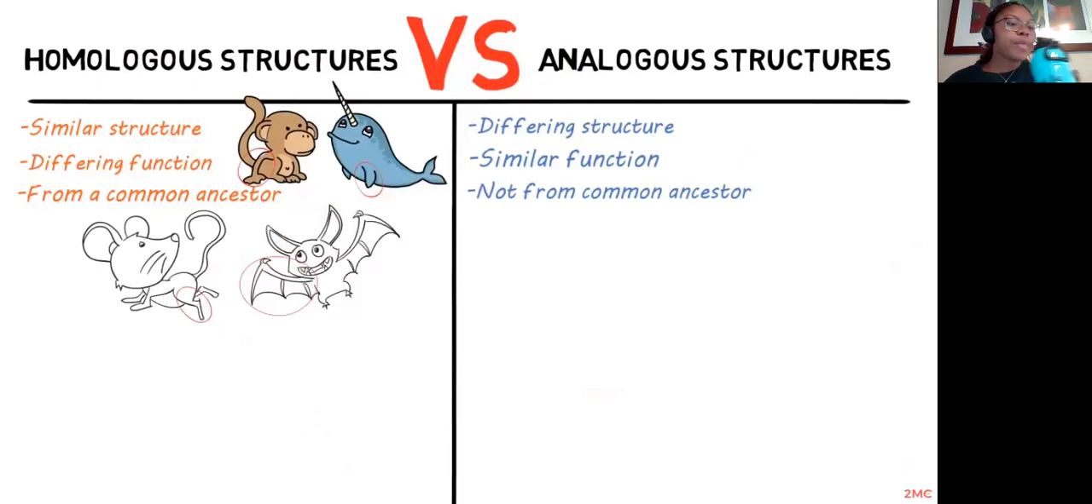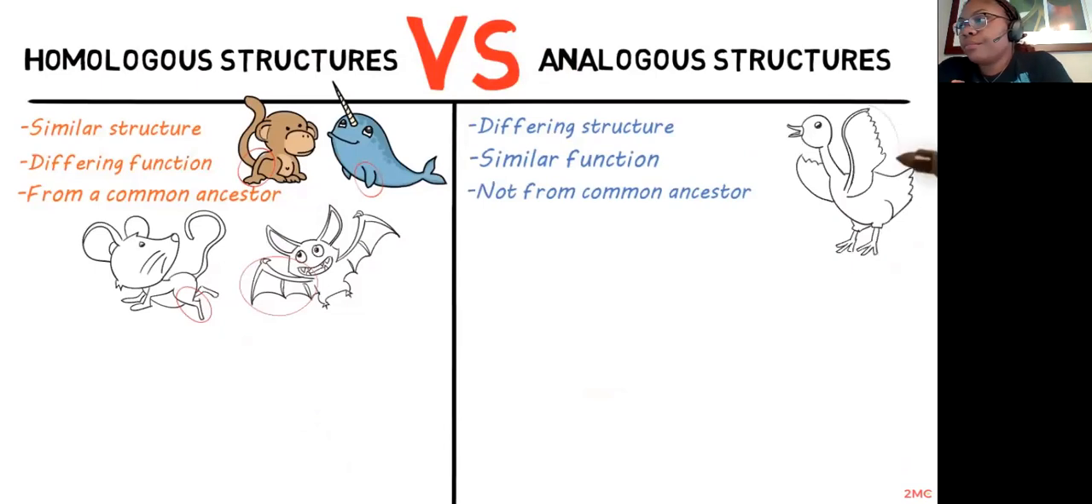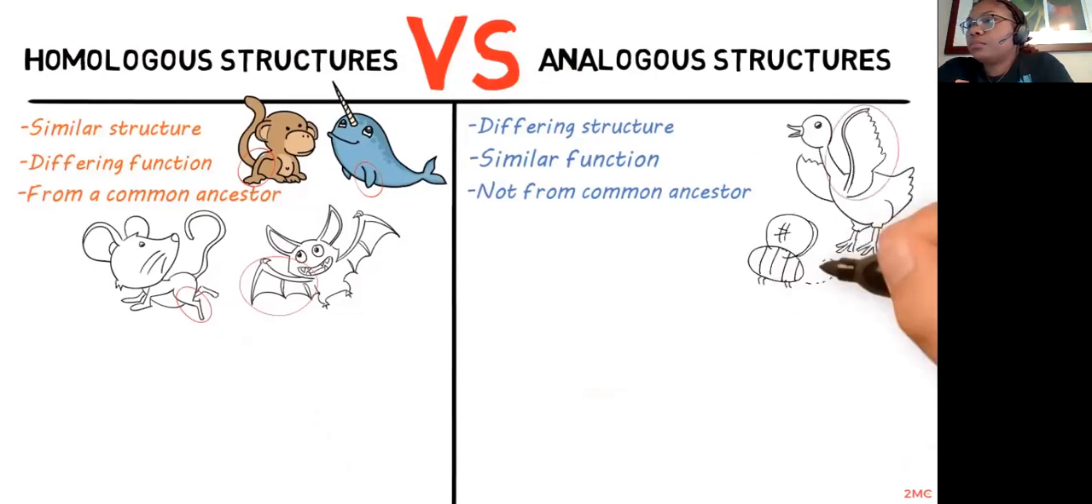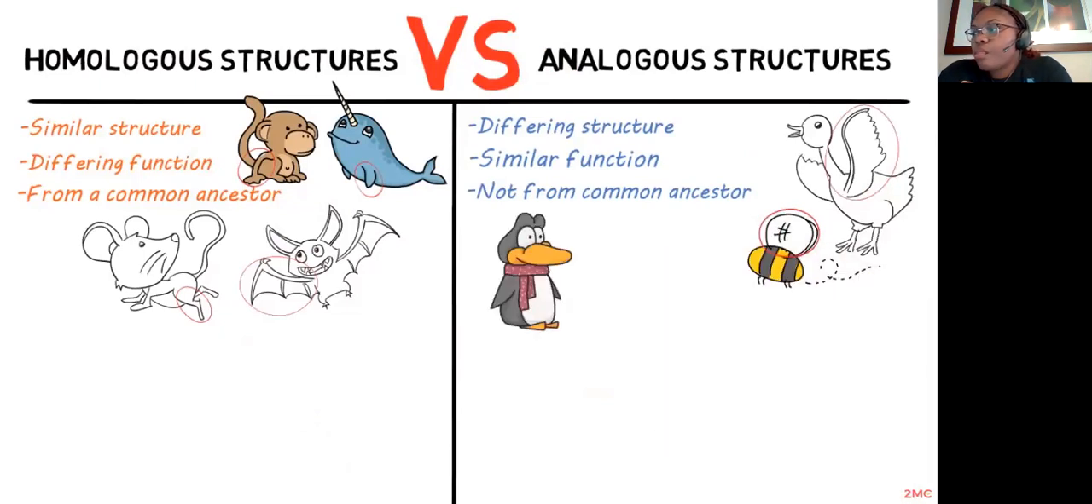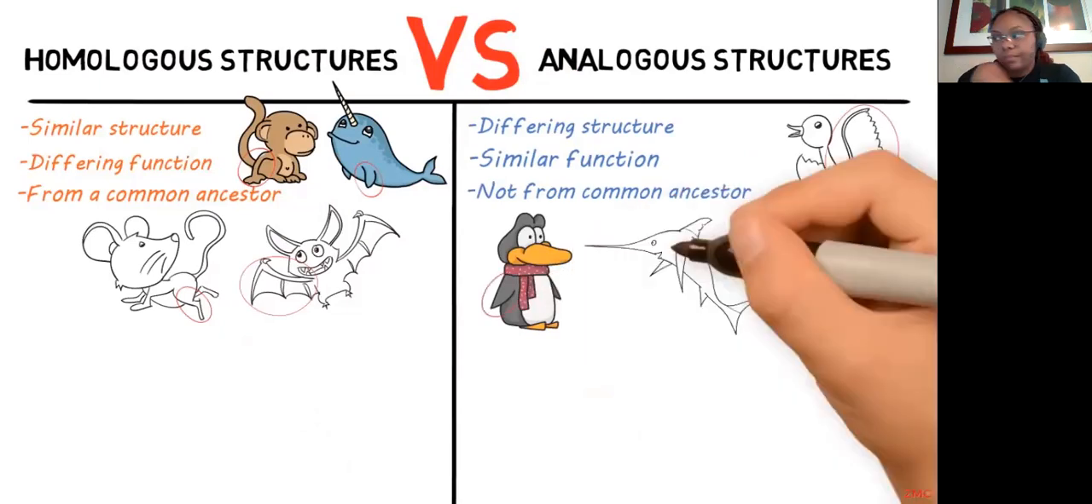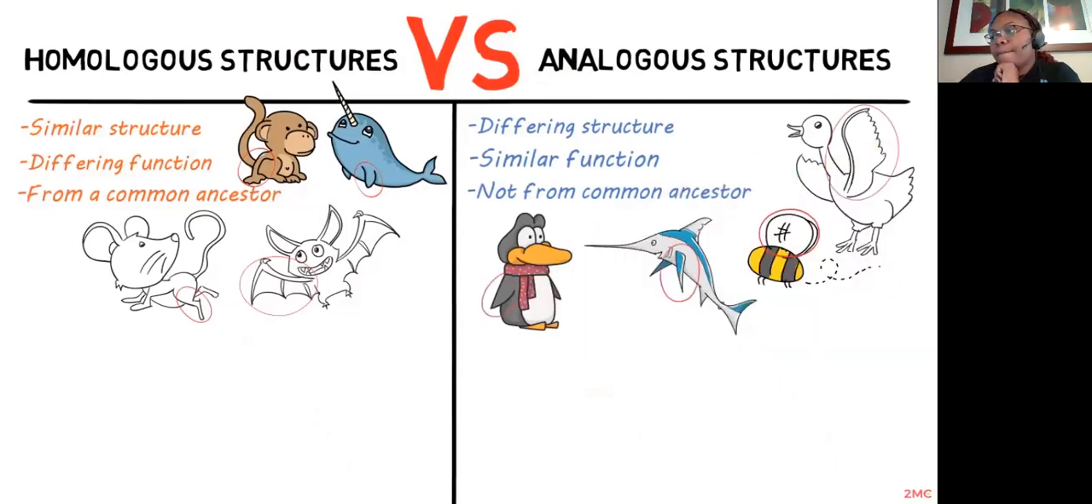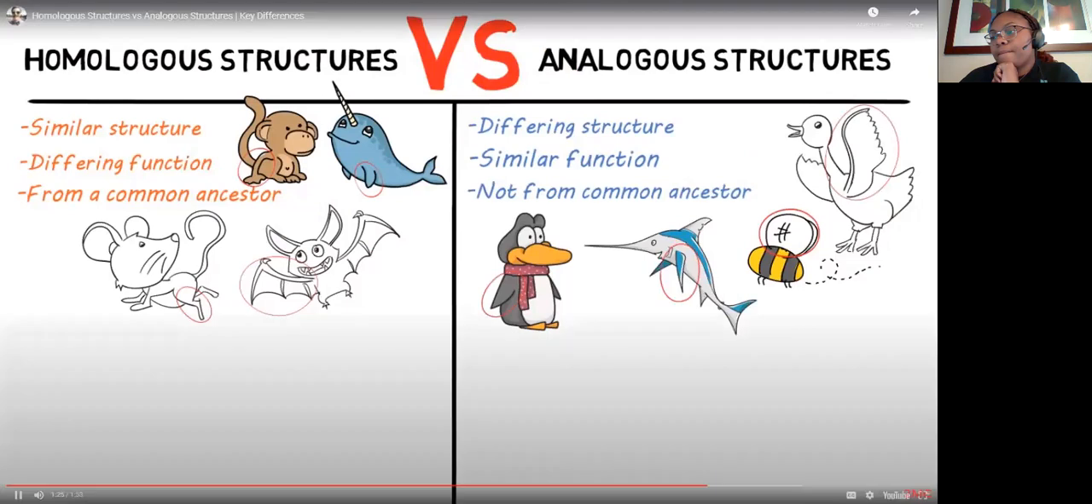Some analogous structures examples. You can look at a bird, the wing of a bird versus the wing of an insect. Definitely a similar function, but not the same structure and not from a common ancestor. Again, another example, the fin or wing of a penguin and the fin of a shark. They both use them to swim with, so a similar function, but a different structure.